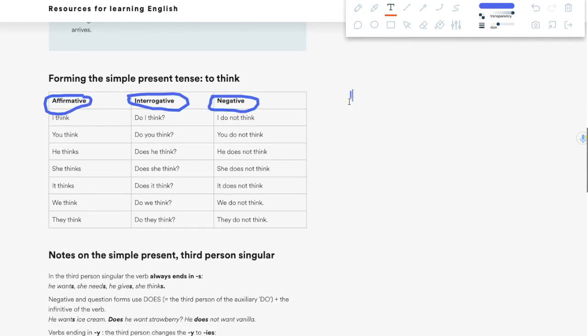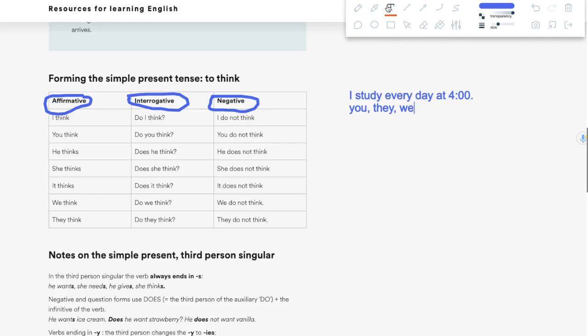For example, I study every day at 4 o'clock. That's the affirmative, right? The sentence is a positive sentence. And with you, with they, with we, the verb does not change. We don't add anything to the verb.